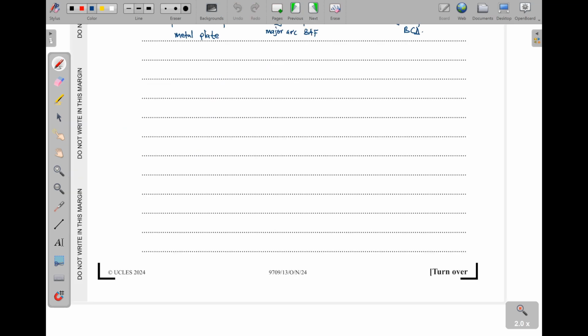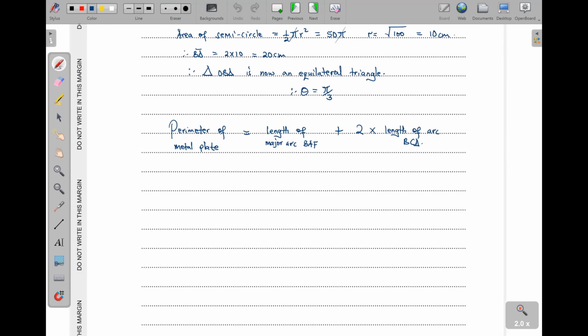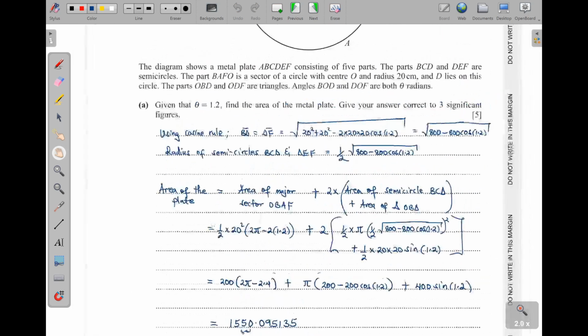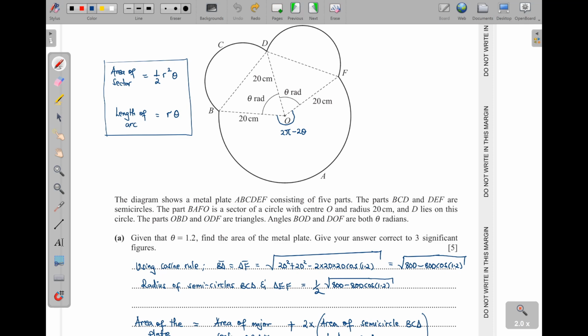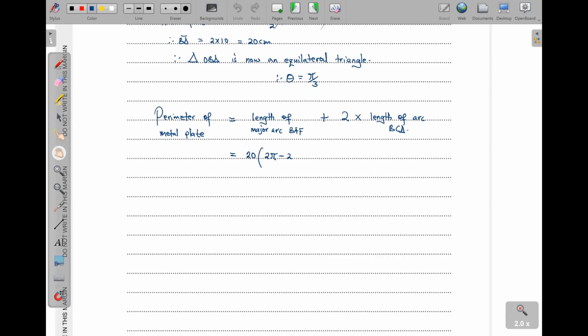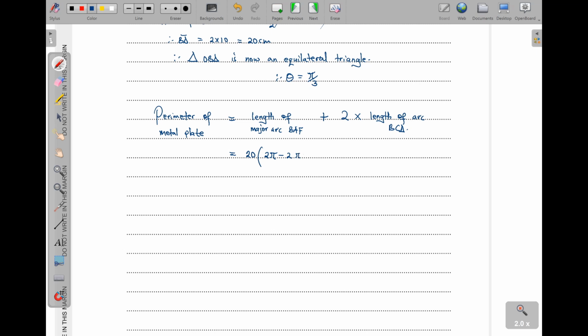Okay, so going back here, we shall then have length of the major arc. Remember, it is r theta. So the r is 20. The theta, we got 2 pi minus 2 theta. You remember? 2 pi minus 2 theta. Check here. This one here. And our theta is pi over 3. Okay. Then plus 2 times length of an arc is r theta.